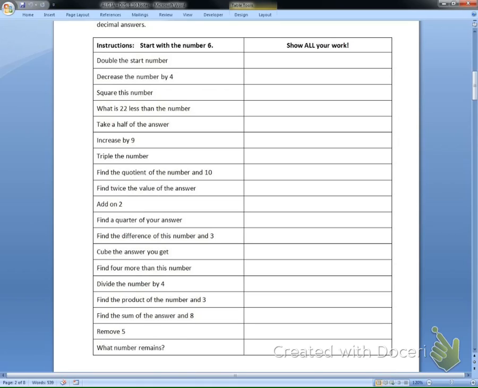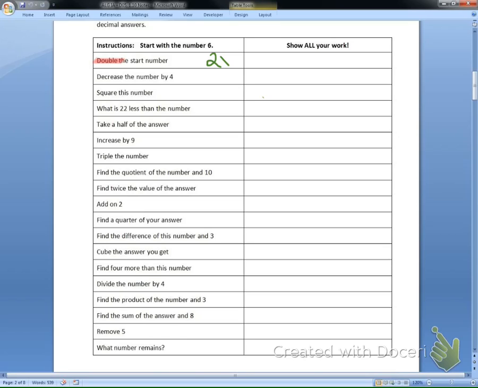For example, if we start with the number 6, our first instruction says to double the start number. What's the key word, operation word, in that sentence? Double the start number. Do you recognize the word double? I'm going to highlight that in red. Why? Because that's one of those red flag words. What does the word double mean? It means that we have to multiply a number times 2.